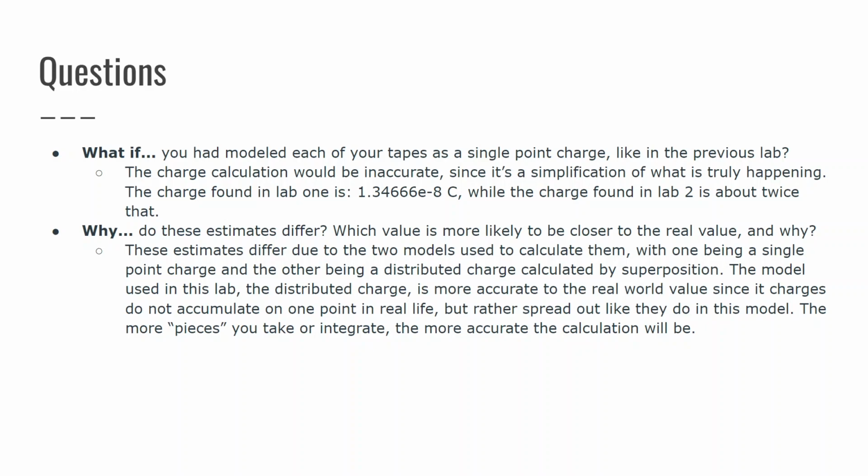Why do these estimates differ, and which one is more likely to be closer to the real value? These estimates differ because of the two models used to calculate them. One is a single point charge, and the other is calculated by superposition for a distributed charge. The model used in this lab, the distributed charge, is much more accurate to the real-world value since charges do not accumulate at one point in real life but rather spread out like they do in this model. So the more pieces you split the rod into, and then sum up or integrate as we do in class, the more accurate the calculation will be. The more this code splits it up, the more accurate our lab will be.